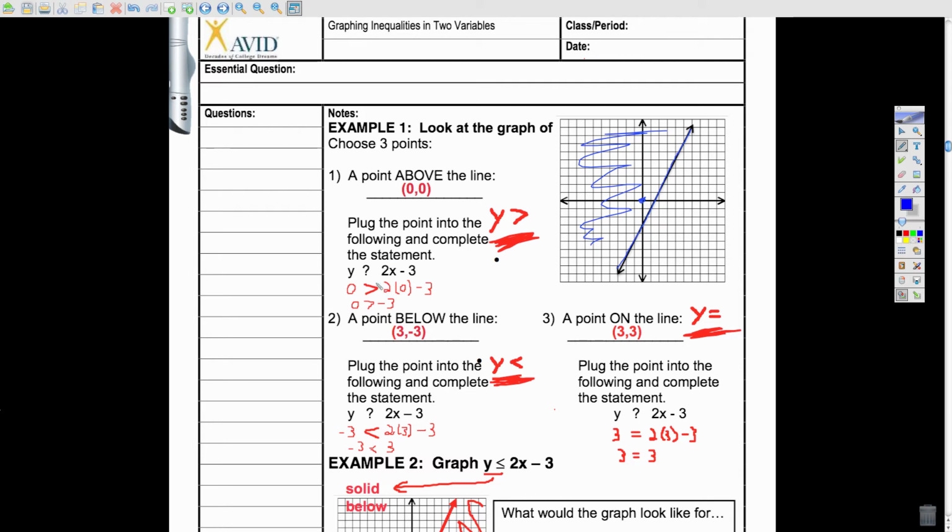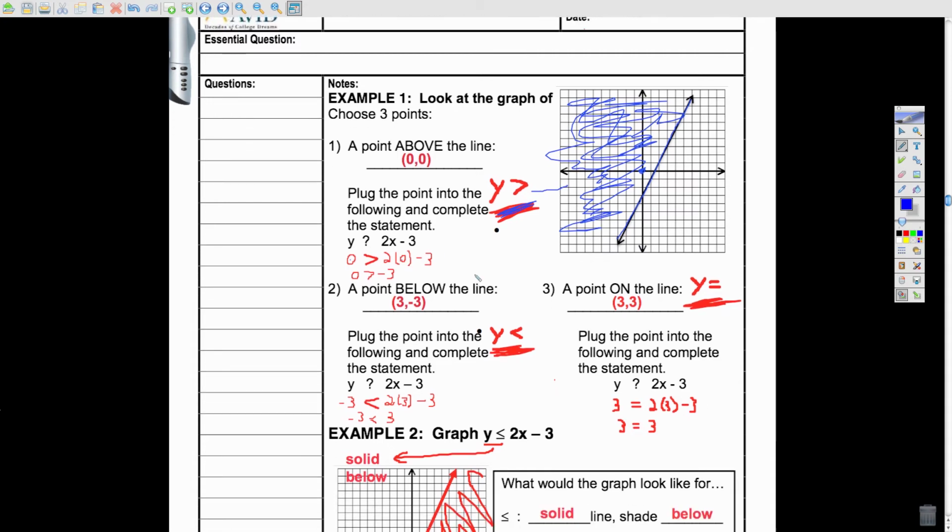Now, if I plugged 0, 0 into the equation that they're going to give us, y, and then we're trying to figure out what sign to use, 2x minus 3. So plug 0 in. 2 times 0, 0 minus 3, that'd be negative 3. Over here, 0. 0 is greater than negative 3. So when we're talking about a point above the line, we're going to use a greater than sign. You can see it right there. Y is greater than mx plus b or whatever's on the other side.